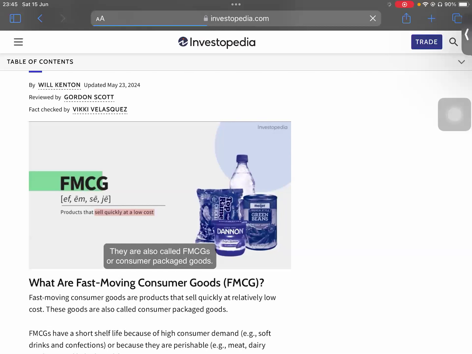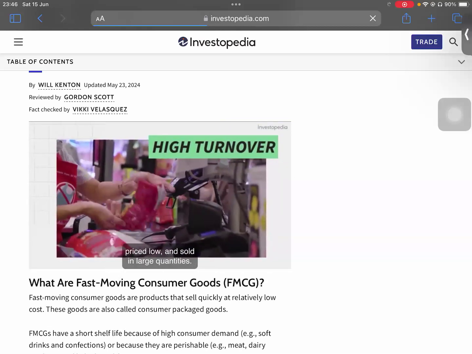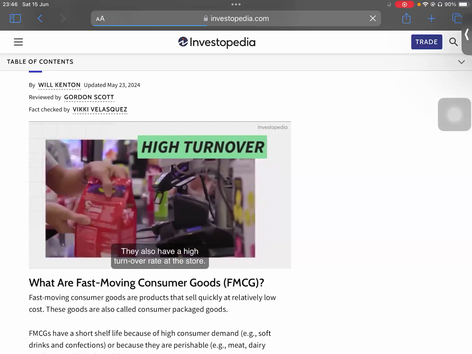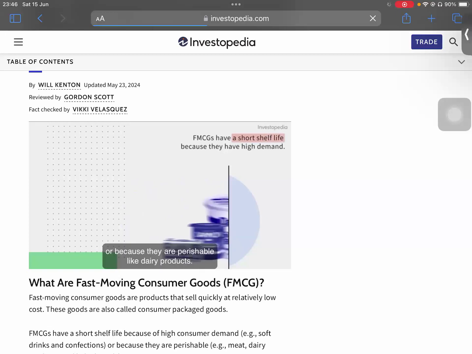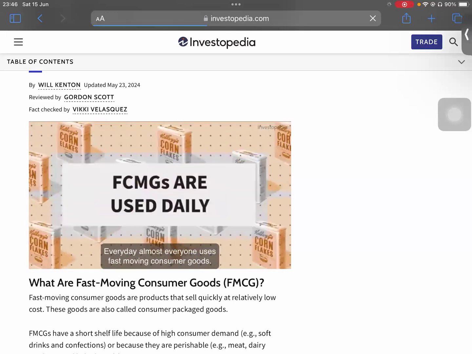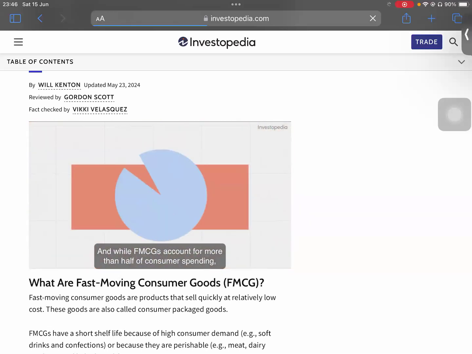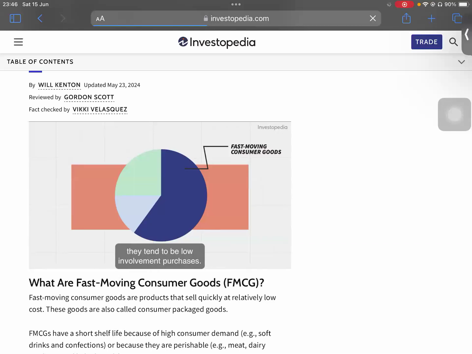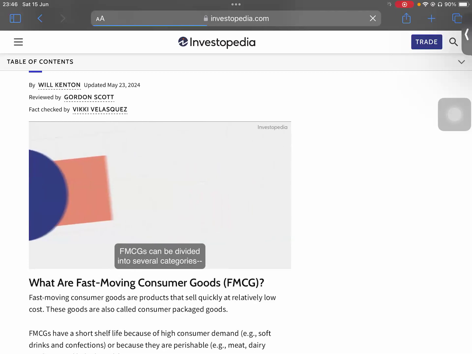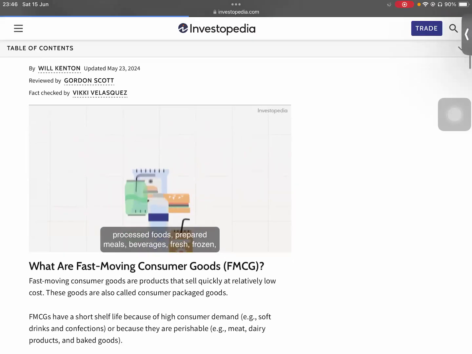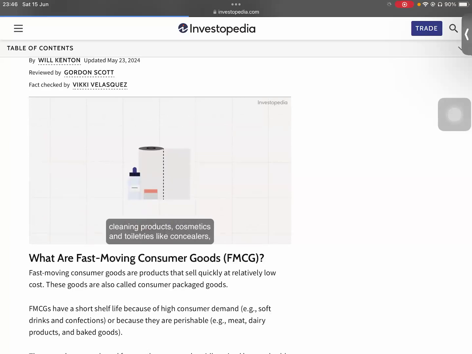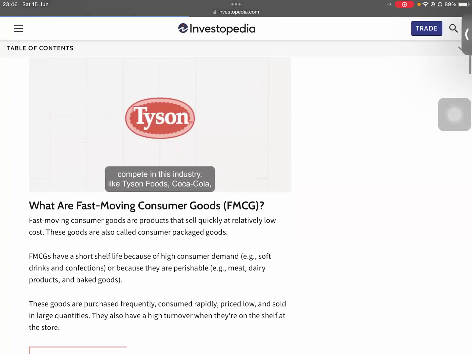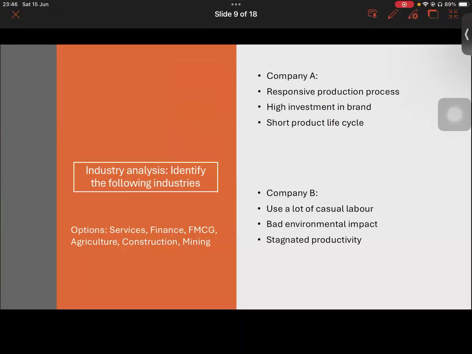They are normally sold at low cost, and we consume them every day, and they have very high turnover. It means that they can be sold very quickly and turn into quick cash. This group includes mostly food, like soft drinks, beverages, and other categories like shampoo, beauty products, and so on. You see that: food, processed food, prepared meals, beverages, dry food, medicine, especially that which requires a prescription, cleaning products, cosmetics, and even office supplies. That is the definition of fast-moving consumer goods.